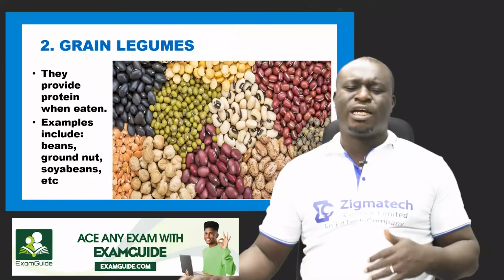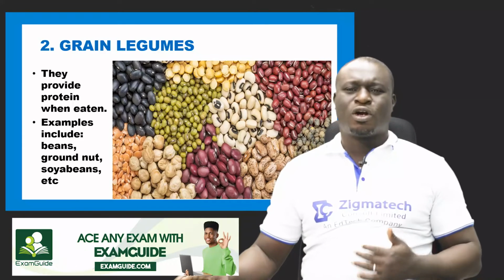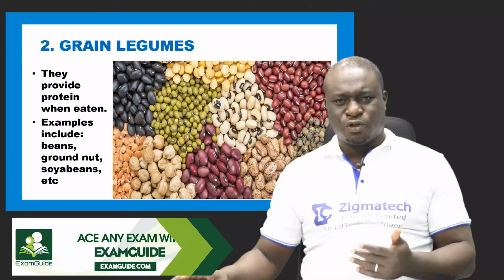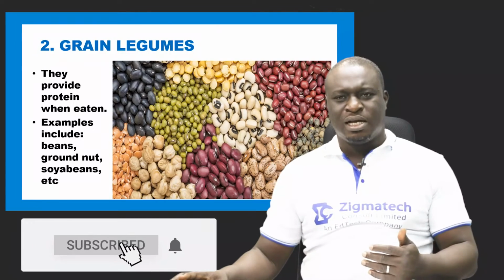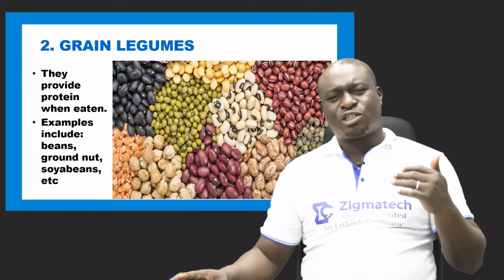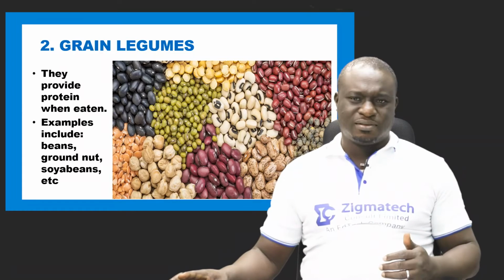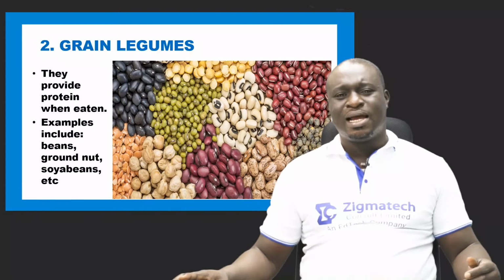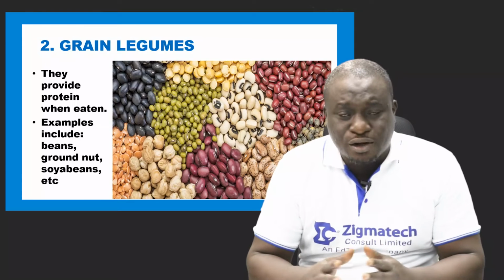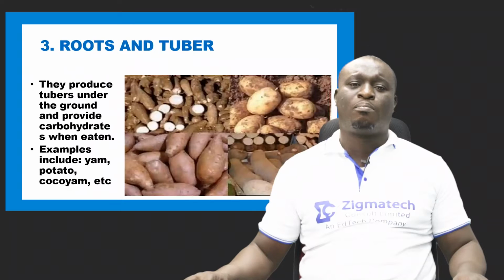Now, number two is what we call grain legumes. Another name for legumes is pulses. Now, what are pulses or legumes? Pulses are plants that provide protein when they are eaten. Examples, we have the beans, soya beans, groundnuts, and so on. These are referred to as legumes or pulses.